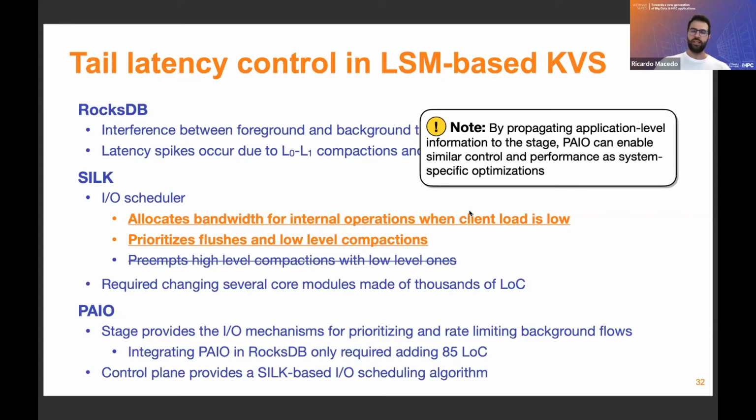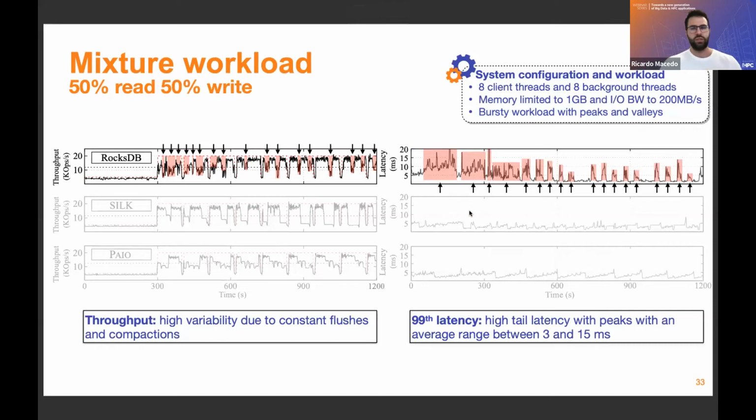But the thing that we will prove in the evaluation part is that by propagating application-level information to the data plane stage, so information that is only known to the application itself, the PIO data plane can enable similar control and I/O performance as a system-specific optimization. In this case, Silk's I/O scheduler. So for the actual evaluation, you can see the paper for many more results and interesting insights about the framework. But in this case, I will only focus on a specific workload.